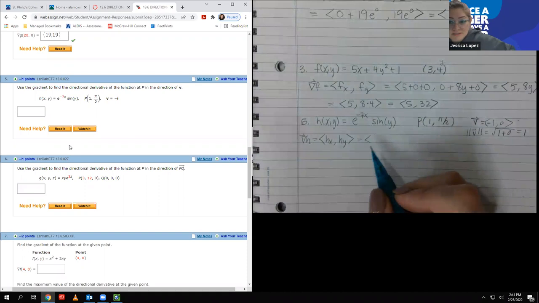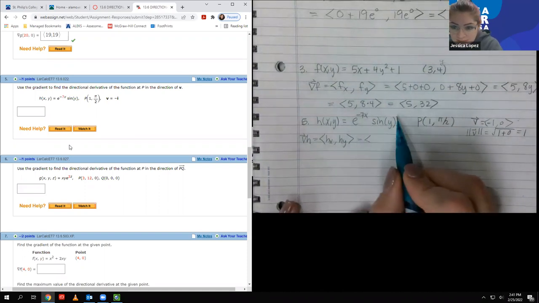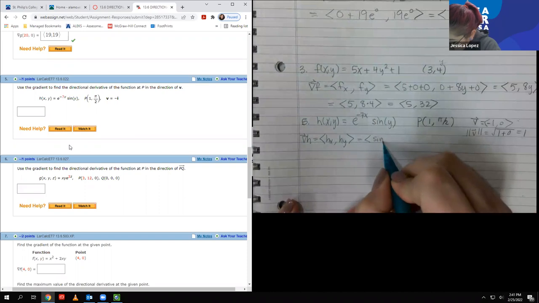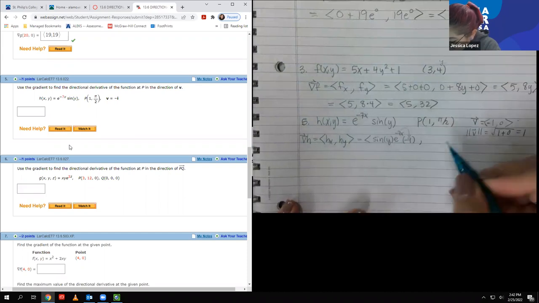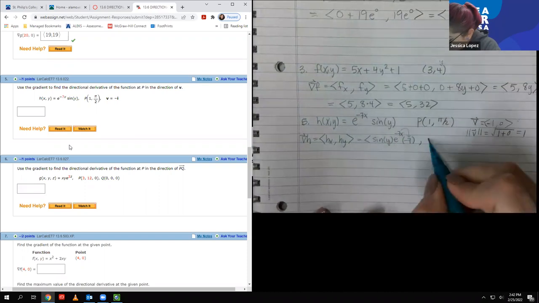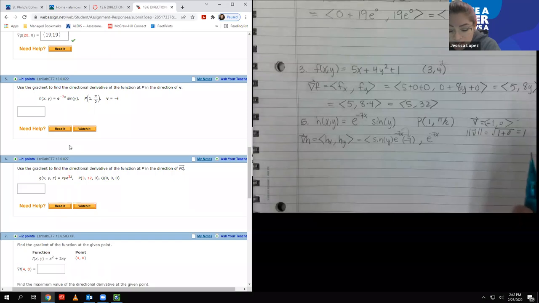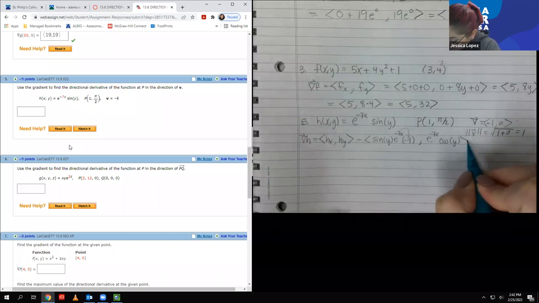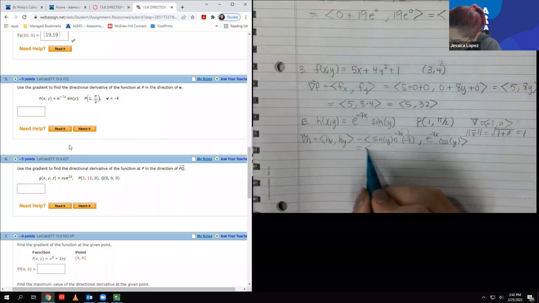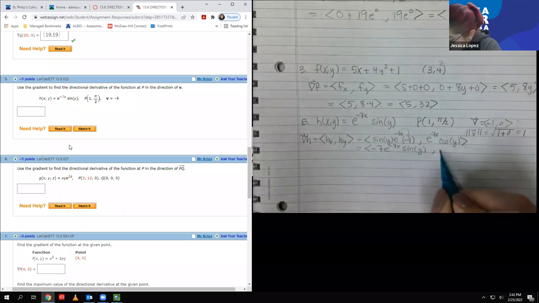So what that means is that this guy's going to act like my constant multiplier. And the derivative of e to the negative 7x is e to the negative 7x, and we do our chain rule, so I just get negative 7, comma. Now I'm going to take the derivative with respect to y. So e to the negative 7x acts like my constant multiplier. And the derivative of sine y is cosine of y. And so then if I clean that up, it's going to be negative 7 e to the negative 7x sine of y, comma, e to the negative 7x cosine of y.